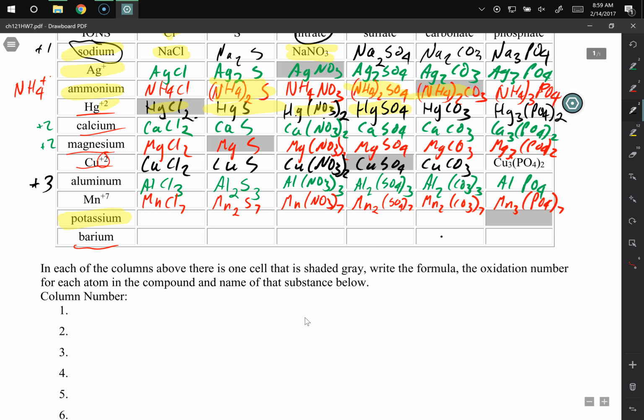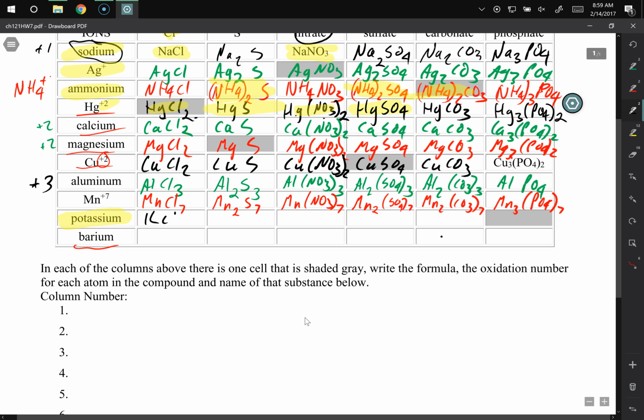So this is KCl, K2S, KNO3, K2SO4, K2CO3, and K3PO4.